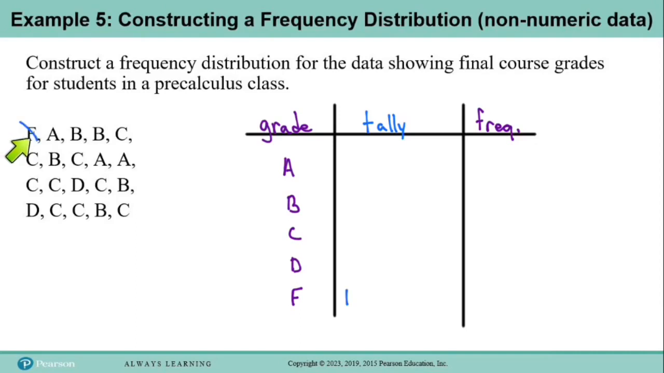We'll put a tally mark next to the F and cross that off. The next grade is an A. Put a tally mark and cross it off the list. The next 2 are B's. So put 2 marks next to the B and cross those off, and then we get a C.